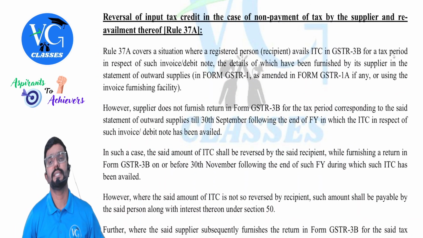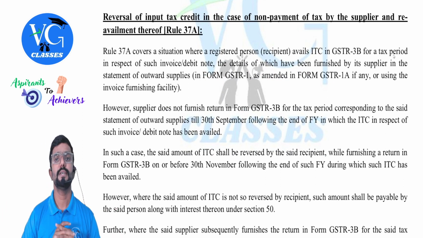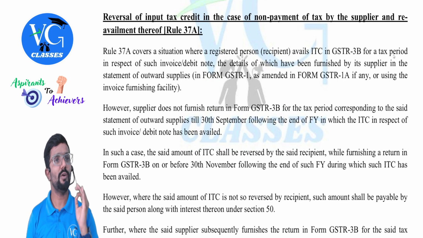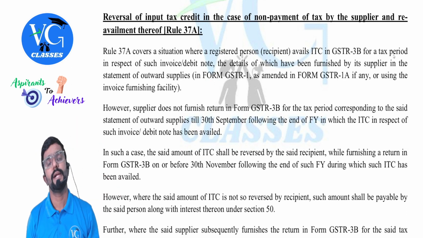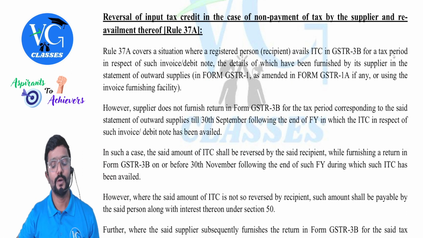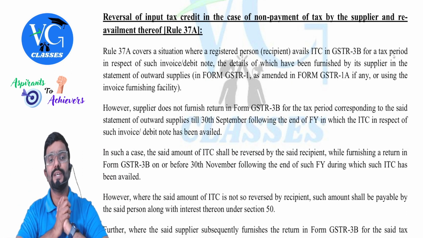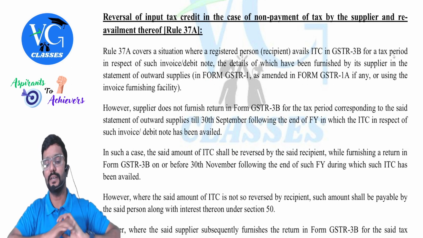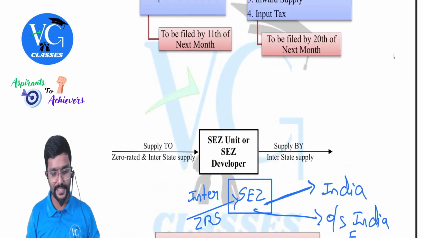Okay. Silence. There is one rule, we will cover it. Section 16 done. We have one rule connected to that. We will just cover that rule. Rule 37A. Reversal of input tax credit in case of non-payment of tax by the supplier and reavailment thereof. Rule 37A. What is it, sir? Guys, this is just added as a safety point. I will just explain through my example.